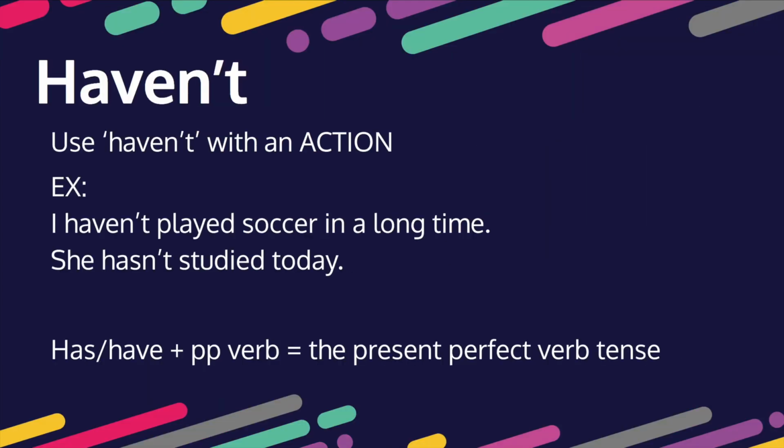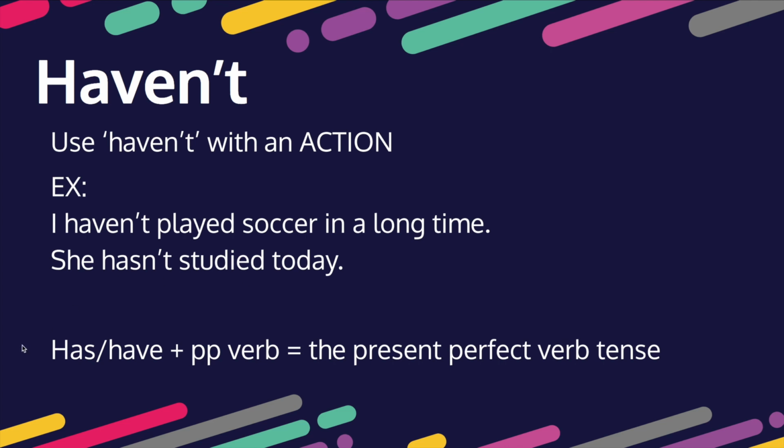Okay, guys, first let's talk about haven't. You should use haven't when you have an action or a verb next. For example, I haven't played soccer in a long time. Played is an action. It is a verb. She hasn't studied today. Remember, have will change to has if you have a singular subject. Here, studied is also a verb.